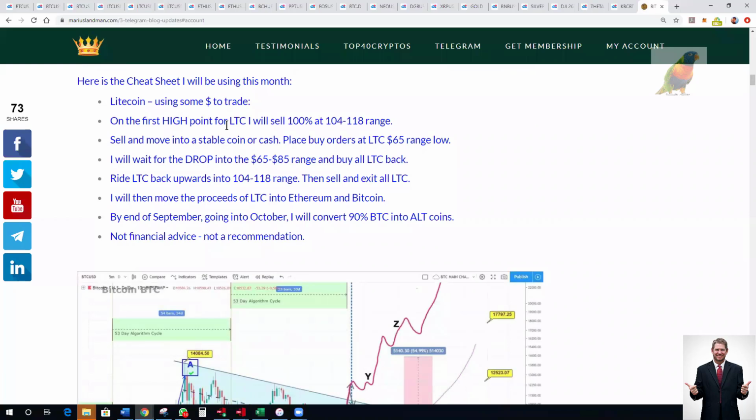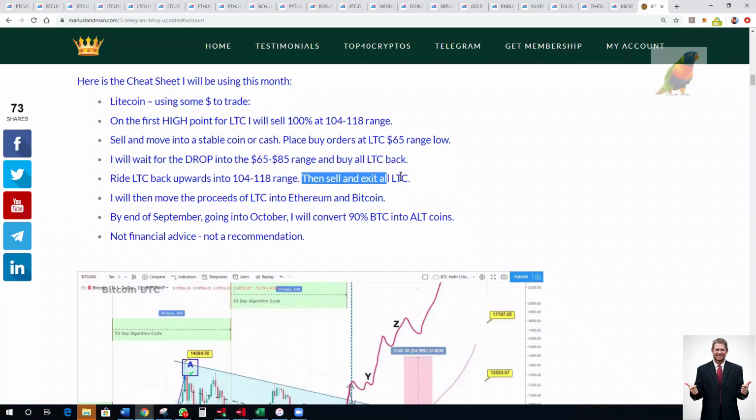On the first high for Litecoin, I'm going to sell 100% at the 104 range. I'm going to sell out. Then I'm going to put it into a stable coin and place buy orders as low as 65. I'm expecting to buy between 65 and 85. I buy it back. Then I ride Litecoin back up to the 104, 118 range. Then sell and exit Litecoin.